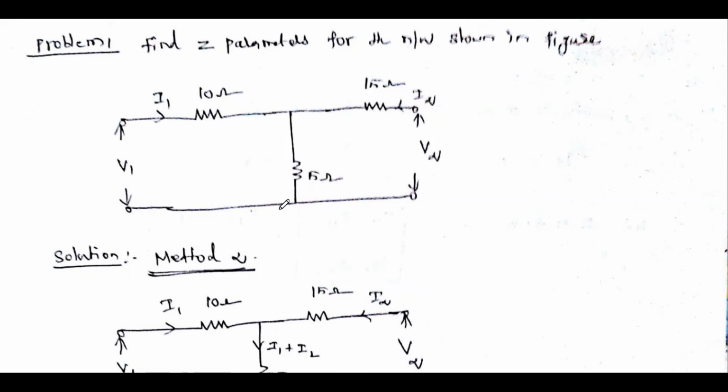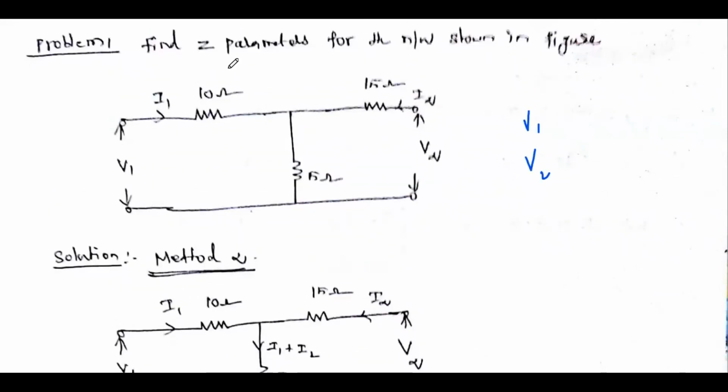But in method 2, we are going to construct the Z parameter equations, V1 and V2 in terms of I1, I2. As it is, the two equations we are going to form. From those equations, we have to write Z11, Z12, Z21 and Z22. That is the second method.